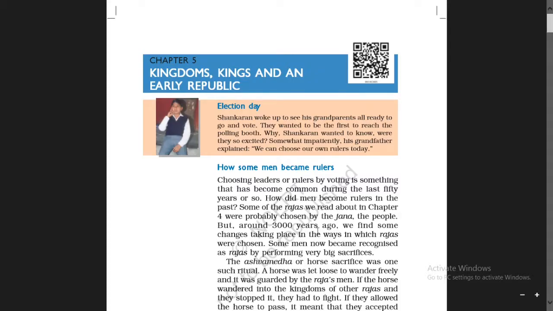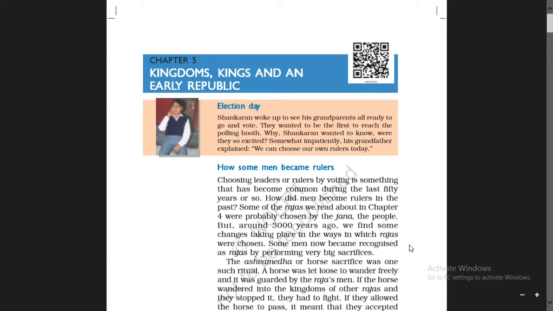But around 3000 years ago, we find some changes taking place in the ways in which rajas were chosen. Approximately 3000 years ago, here we find some changes that took place in the ways in which rajas were chosen during those days.